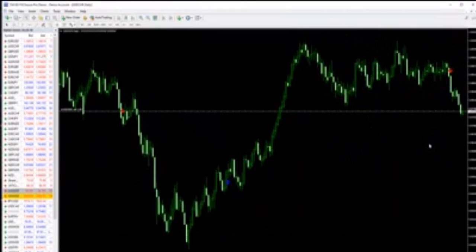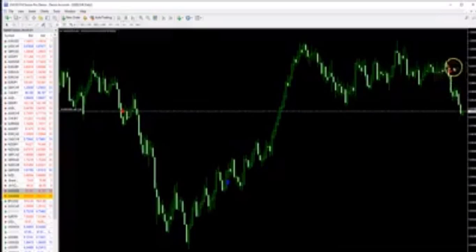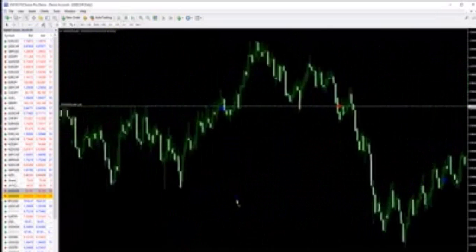Now, I'm having a look at USD CHF on a daily chart. A few days ago, I saw a new signal form here, a sell signal, and before I would enter this trade, I would look back on the chart. What I mean by look back is that I'm going to look back at the previous signals.